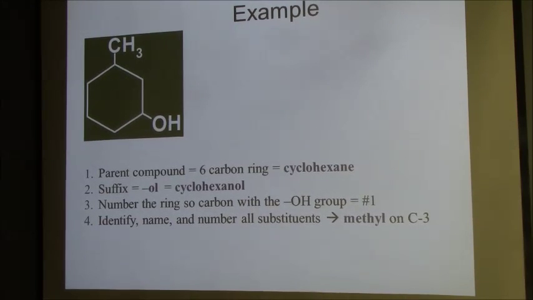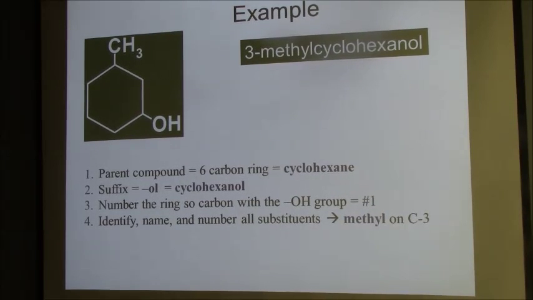Now when you've got it in a ring, again, the alcohol is going to take precedence over the methyl group. So this alcohol is number 1, and you don't need the 1 because in a ring we're assuming that the alcohol is on carbon number 1. So all the name is here is 3-methylcyclohexanol. The 1 is not needed in a ring because we're assuming carbon number 1 is where the alcohol is located. So only in a ring can you omit the 1. If it's a straight chain, you cannot omit the 1.